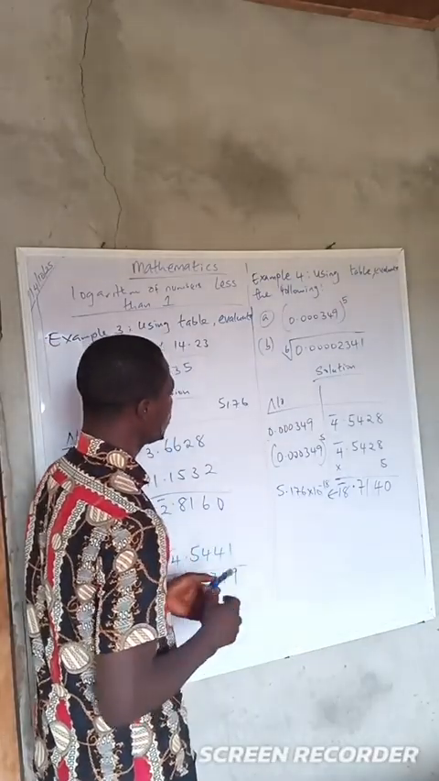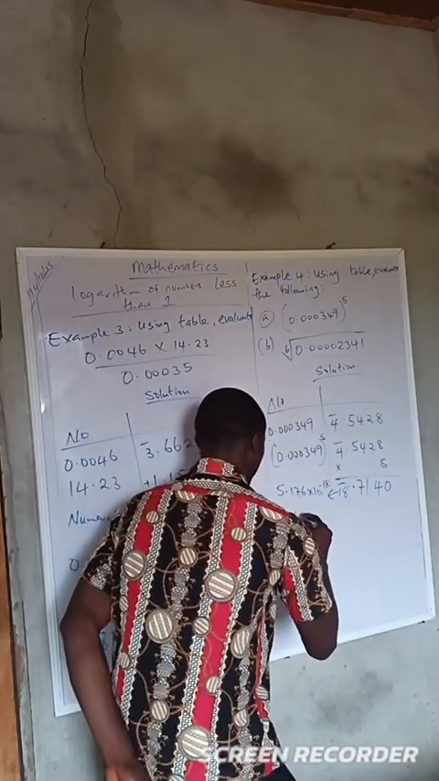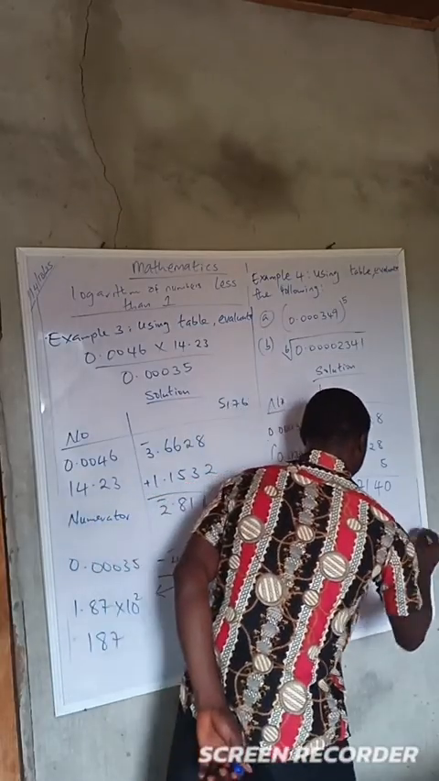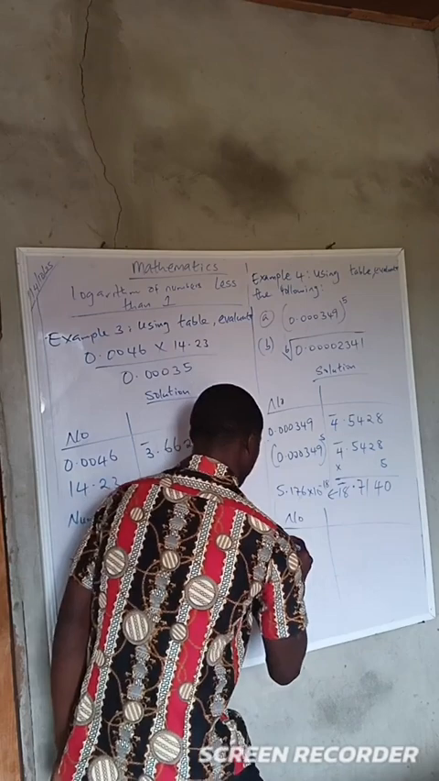Now the second one, number, then log. You have sixth root.